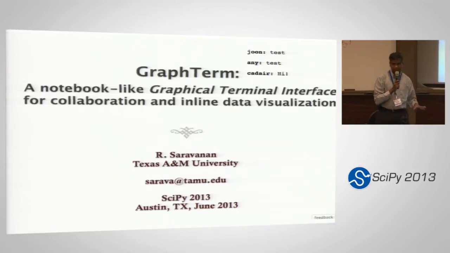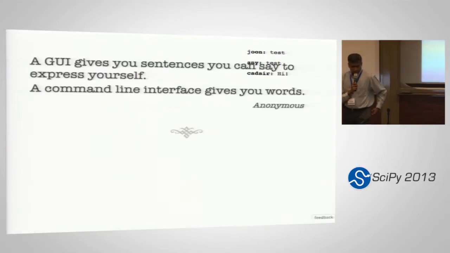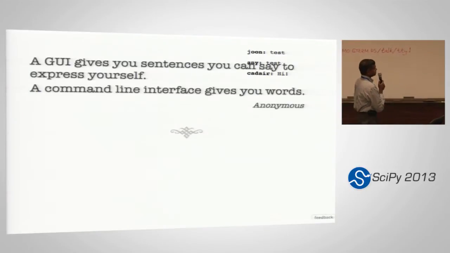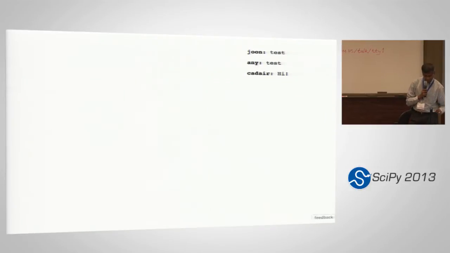I'm running this demo within GraphTerm. What you're seeing is images of my PowerPoint slides. These are actual JPEG files. The inspiration for this is that a GUI gives you sentences you can say to express yourself, but a command line gives you the words. So you can construct all kinds of sentences using the command line that you can't do with the GUI, although the GUI is much more friendly.